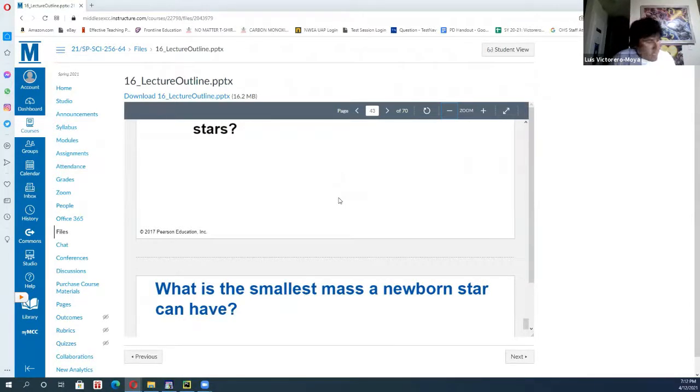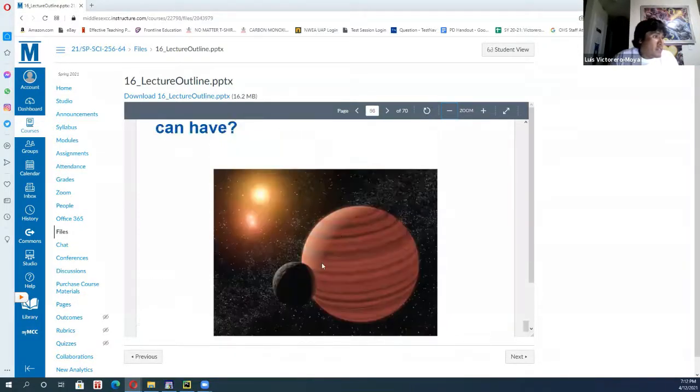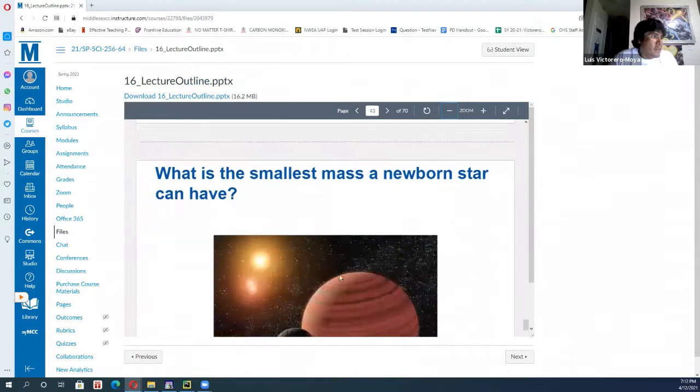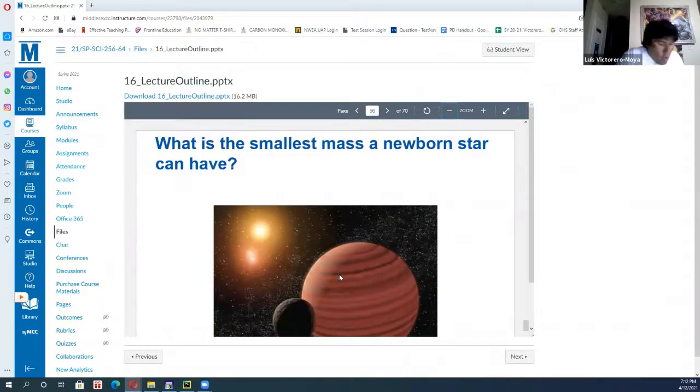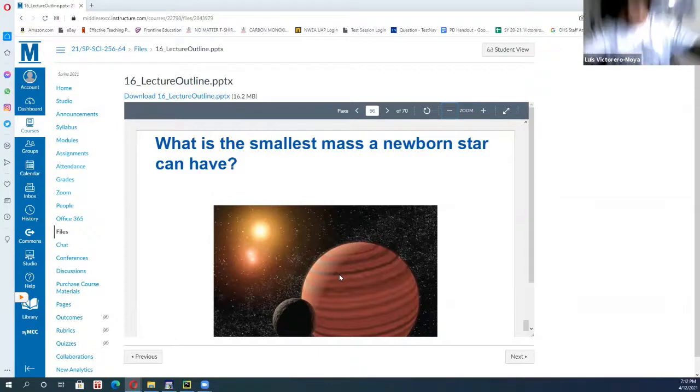Here it is. Let's talk about failed stars, which is related to this. So, as you expect, not all the fragments will produce stars. Some fragments are too small to ever become stars. Let's talk about Jupiter. Jupiter is a good example, but Jupiter is not a brown dwarf. So Jupiter is not really a failed star.